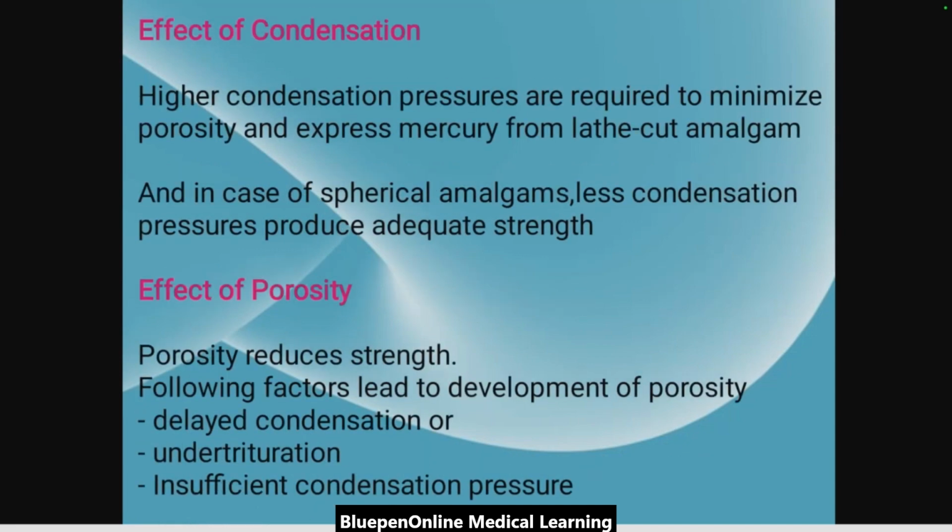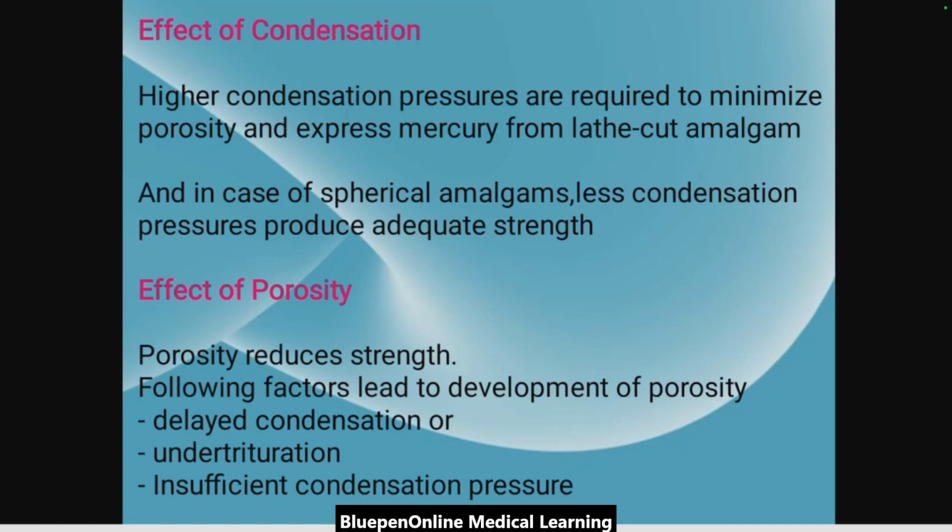Then next is effect of condensation. Higher condensation pressures are required to minimize porosity and express mercury from lathe-cut amalgam. Whenever you're placing the amalgam into the cavity, you place it in increments, condensing it with your instrument. Whatever excess mercury is there will come out and bond with the next increment. There will be proper bonding between the two increments, giving proper density to your restoration and avoiding formation of porosity. So higher condensation pressure favors rendering strength to lathe-cut amalgam.